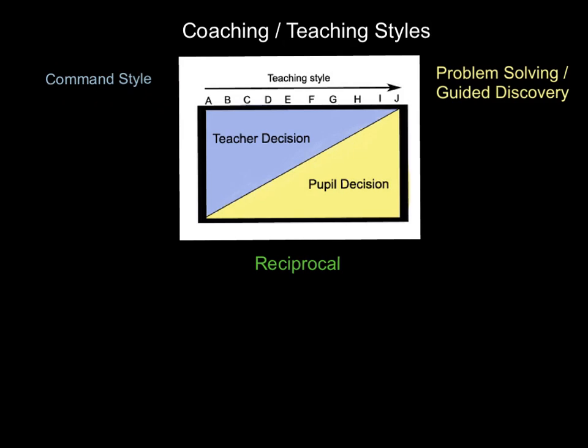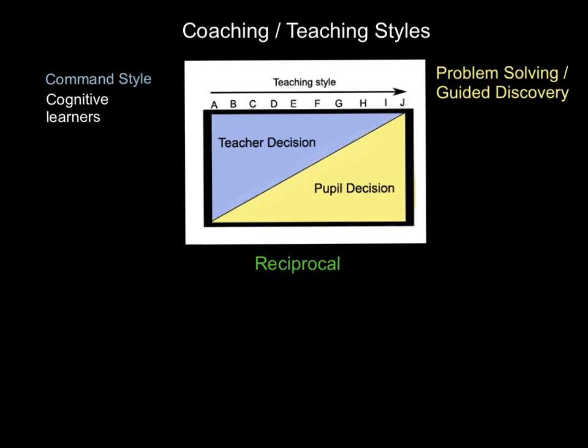So straight away, first of all, let's have a look at the command style of teaching or coaching. This style is best to use with cognitive learners, beginners. Why? Because if you're a beginner, they can't make many decisions. They're going to struggle. If they've never done the sport before, how can they make any decisions on coaching or how to do this most effectively?